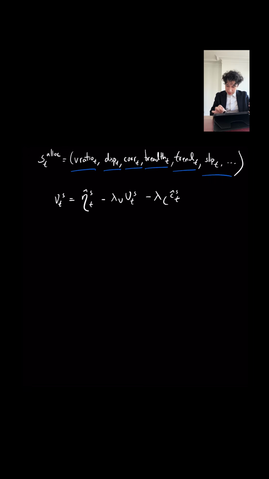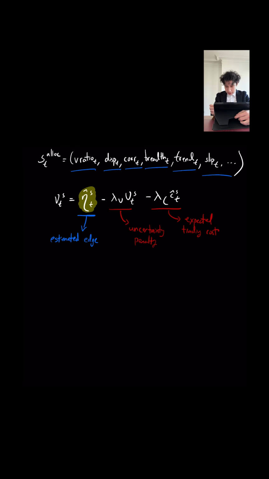So it's going to look something like this. And what does this mean? This over here would be our estimated edge. And then this over here is our uncertainty penalty. And this over here would be our expected trading cost. So we have the estimated edge minus the uncertainty penalty minus expected friction. That's basically what we're dealing with here.